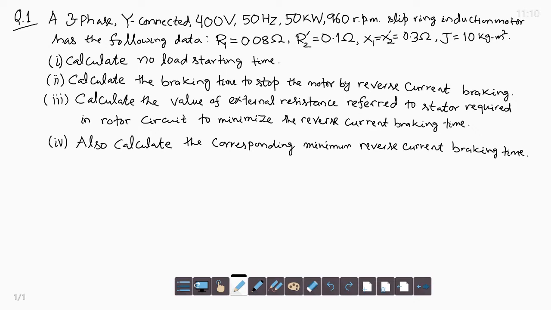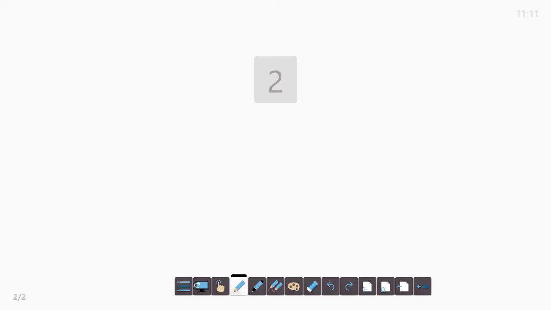Calculate no load starting time, calculate the braking time to stop the motor by reverse current braking, calculate the value of external resistance referred to stator required in rotor circuit to minimize the reverse current braking time. Also calculate the corresponding minimum reverse current braking time. So, we will solve this numerical.